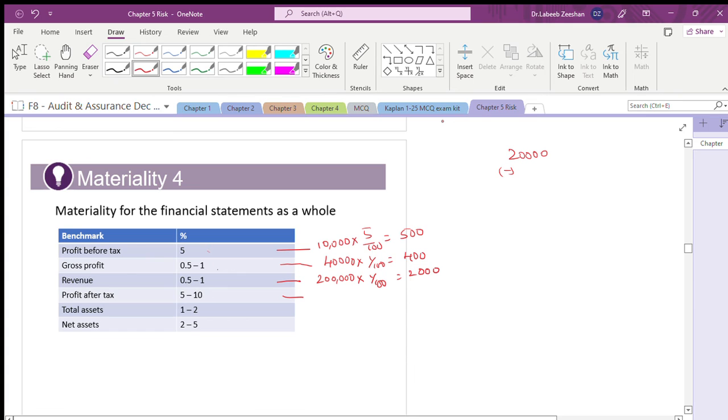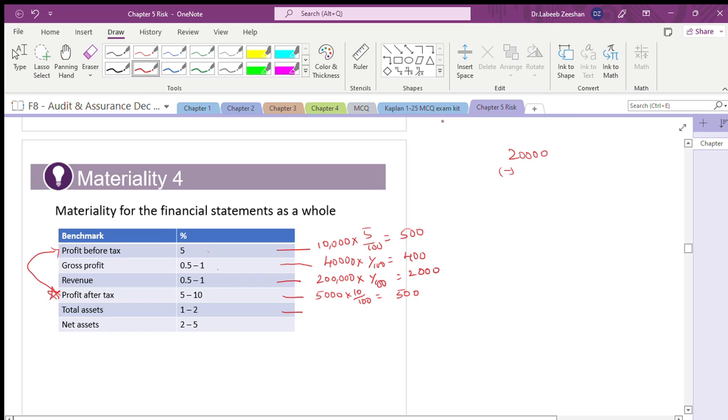Profit before tax and profit after tax. Most of the time we will take profit after tax, and then what they say is 10%. Profit after tax will definitely be less than before tax. Assume profit after tax is 5,000, into 10 by 100, it comes to 500. Total assets.